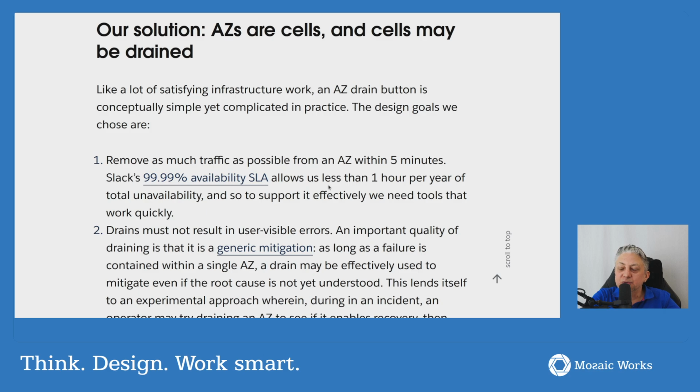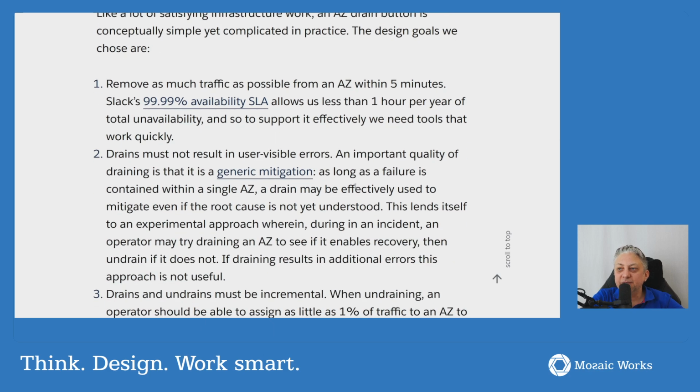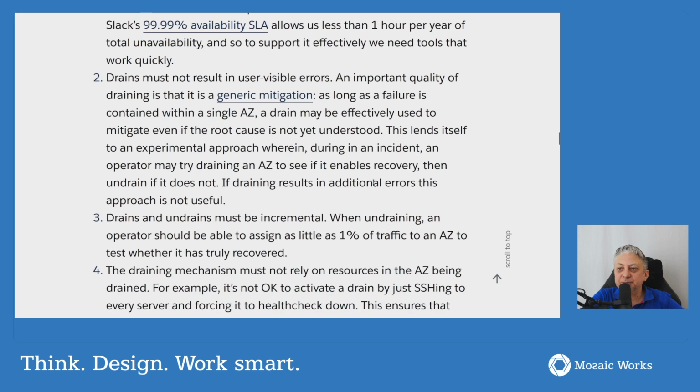Okay, our solution. Availability zones are cells, and cells may be drained. Like a lot of satisfying infrastructure work, an easy drain button is conceptually simple yet complicated in practice. The design goals we chose are: remove as much traffic as possible from an AZ within 5 minutes. Drains must not result in user visible error.